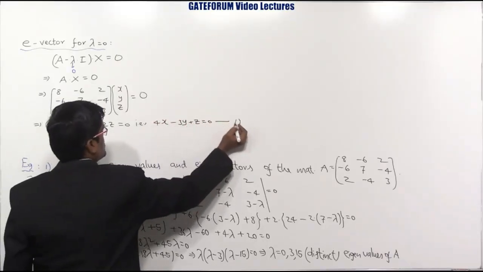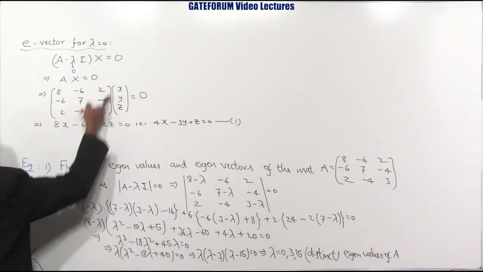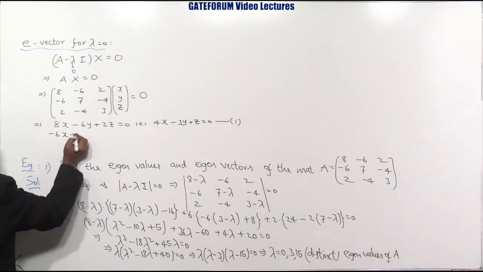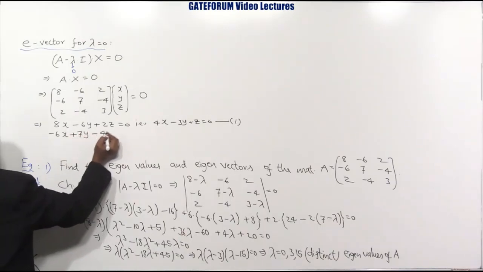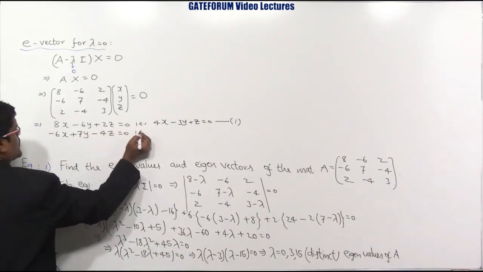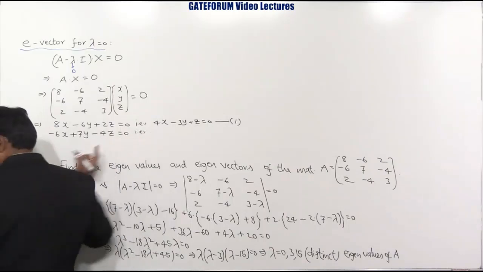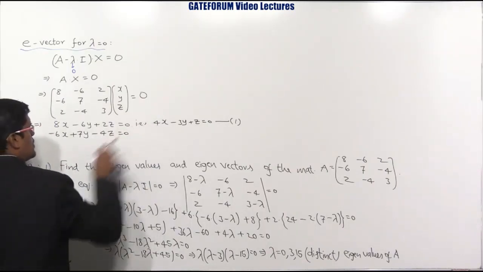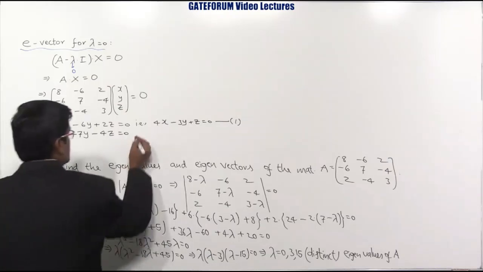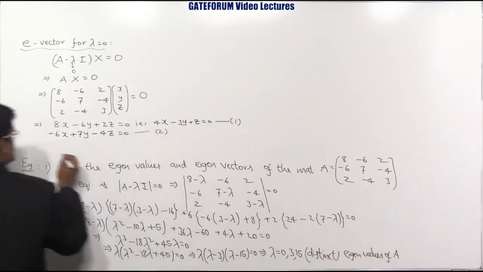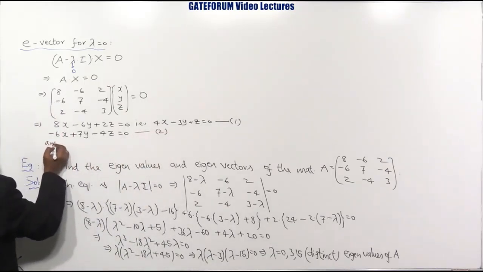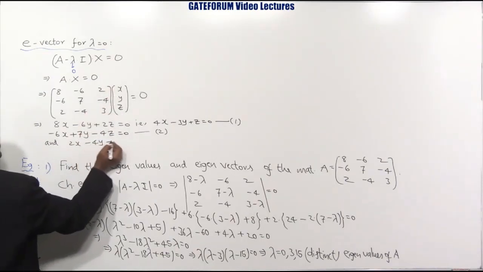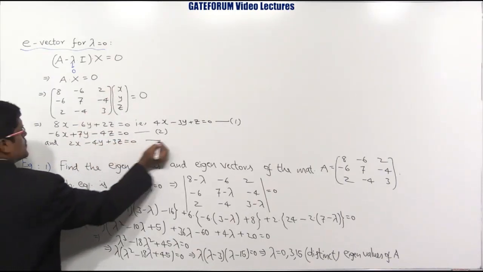Let us call this equation 1. The second row multiplied by xyz will give the second equation: minus 6x plus 7y minus 4z is equal to 0. Here there is no simplification because no number is common, so I put it as equation 2. And what is the last equation? Third row multiplied by xyz: 2x minus 4y plus 3z is equal to 0.